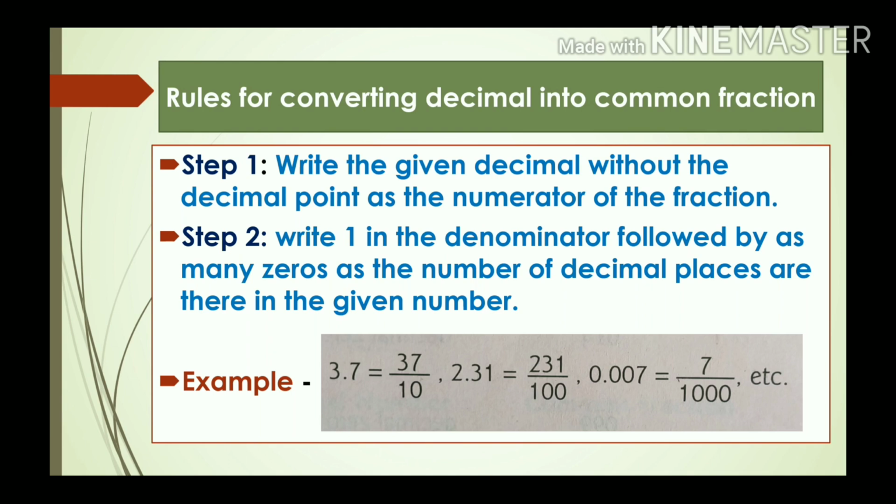The next one is 0.007. So here we can write 7 only for the numerator, because before 7 there are 3 zeros, and we know that if 0 is written before the number, it is meaningless. That's why we have written only 7 for the numerator. Now let's see what the denominator is. First we have to write 1, then you will see how many digits there are in the decimal part, meaning decimal places. So there are 3 decimal places, so we have to write 3 zeros in the denominator. So the fraction is 7 by 1000, and so on.